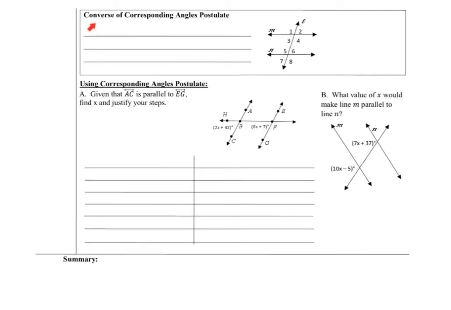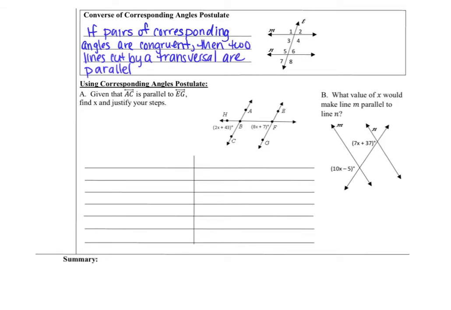So next we're going to write a converse of the corresponding angles postulate. So remember, the converse is when you switch the hypothesis and the conclusion. If pairs of corresponding angles are congruent, then the two lines cut by a transversal are parallel. So here is what this means with an example.